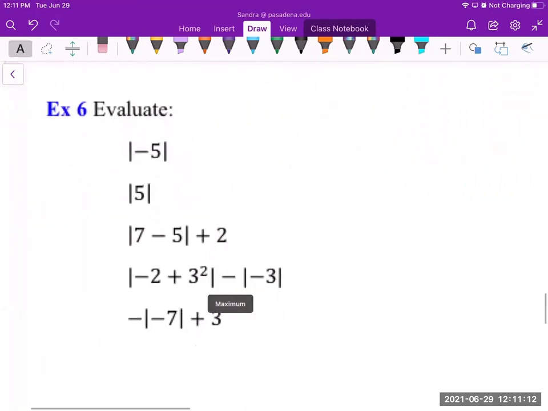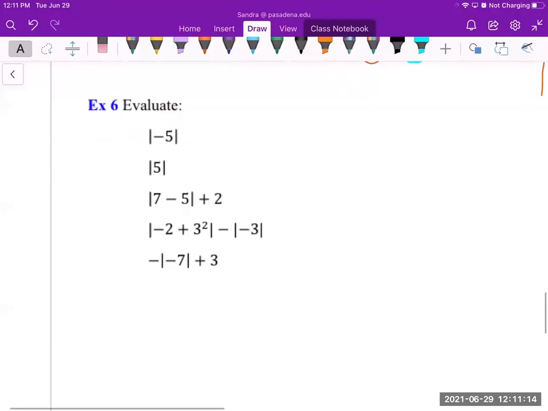Okay, so then let's go ahead and do examples here. Absolute value of -5. Well, the distance from 0 to -5 is just 5. Absolute value of 5, well, the distance from 0 to 5 is just 5. Look at the next example, it's a little bit different. In order for you to do the next example, the first thing that you need to do is do the inside in the absolute value.